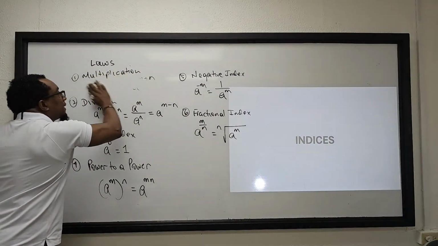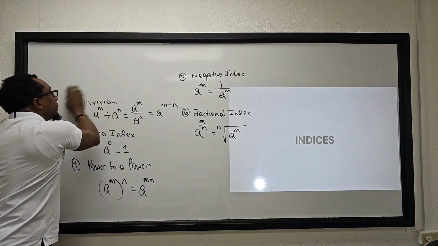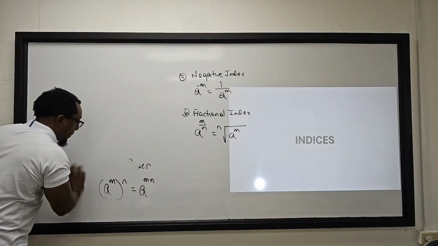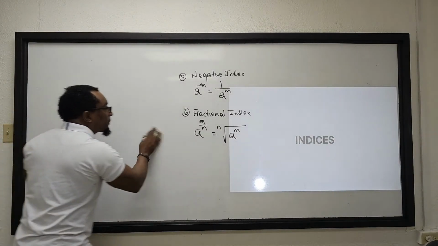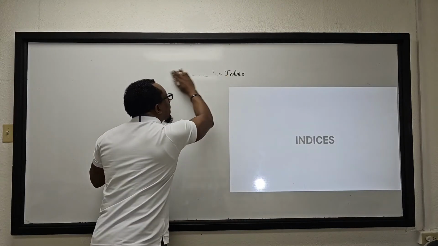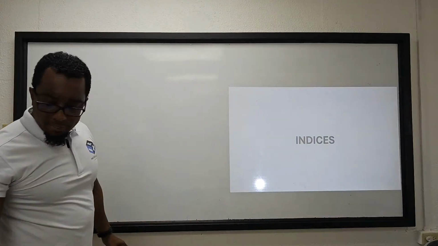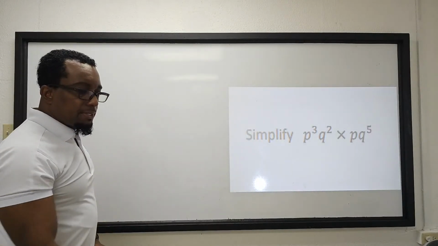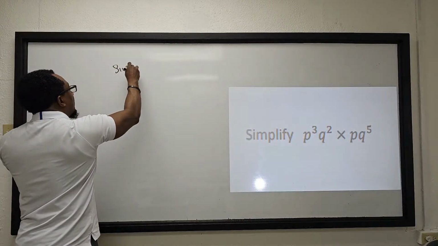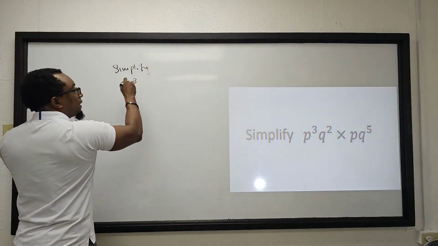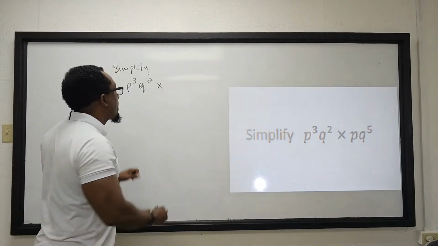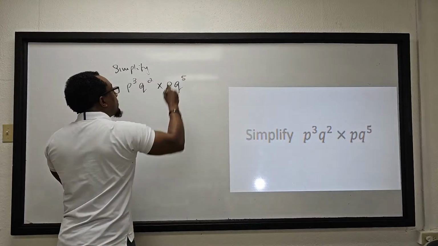So let me erase and let's look at some questions. So indices. They ask us to simplify p to the power of 3, q to the power of 2 times p q to the power of 5.